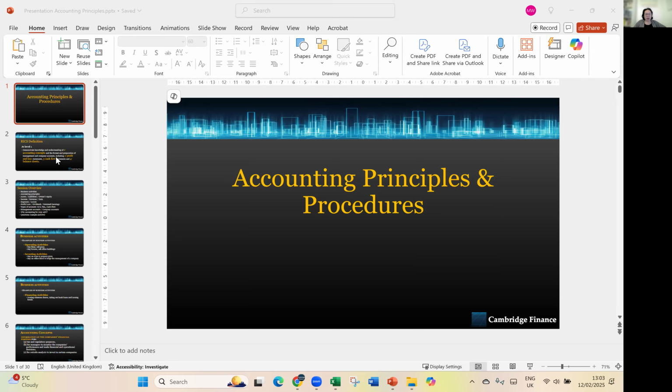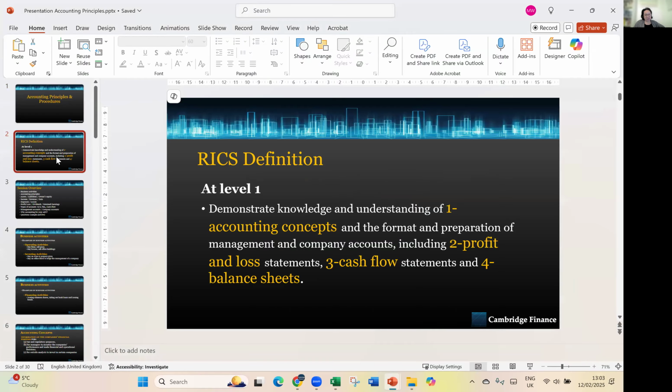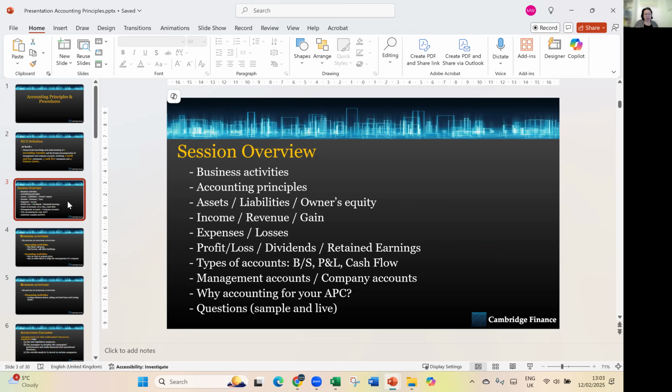As we are surveyors, there are some RICS guidelines on what we need to know in terms of accounting concepts: what is the profit and loss, what is a cash flow, and the balance sheet. Normally we need to do this for level one. And then for the sessions, we need to define what the business activities are and the accounting principles. All these are terminologies that we use in accounting. But mainly, we need to focus on these main types here.